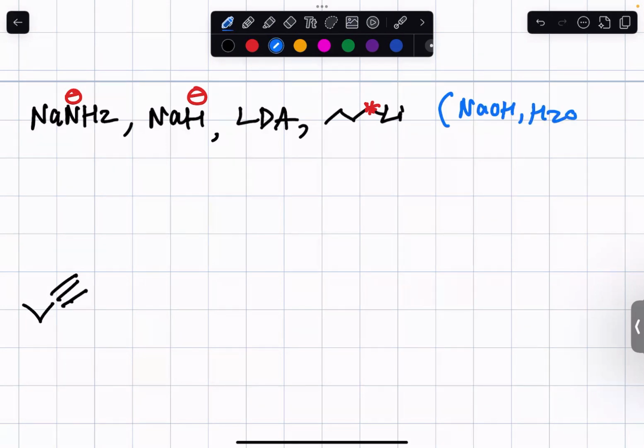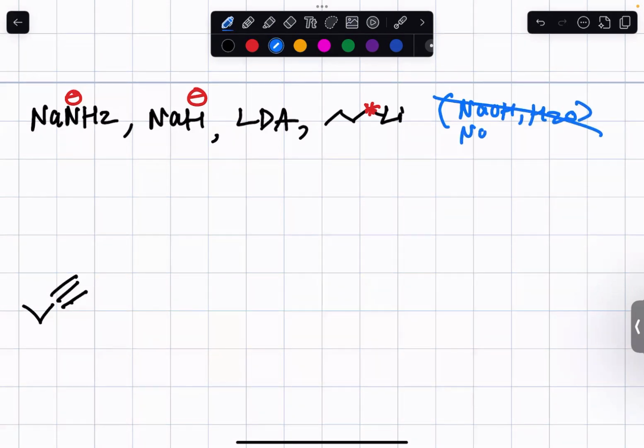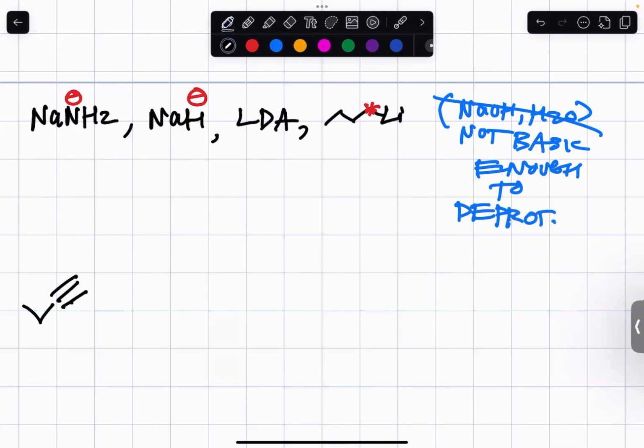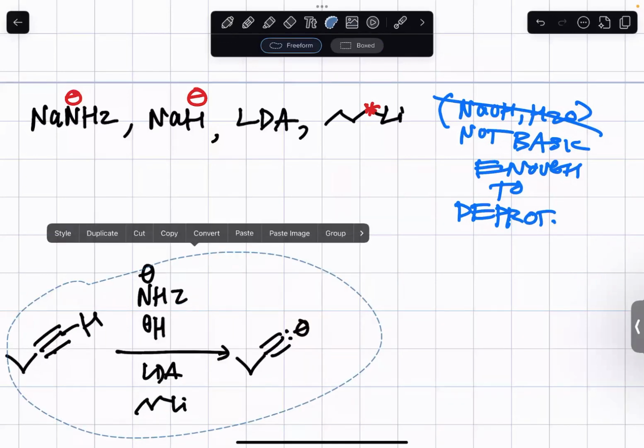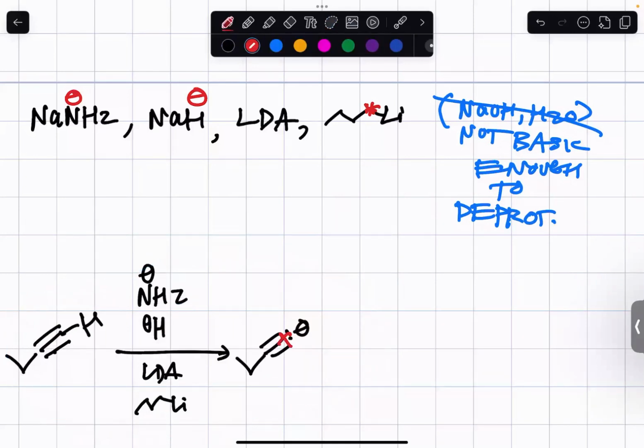NaOH is not basic enough to deprotonate the terminal alkyne hydrogen, right? So let's say we use one of those 4 bases, NH2 minus, or H minus, or LDA, or N-butyl lithium, to deprotonate that terminal alkyne and get this alkynyl anion here. This alkynyl anion, the negative charge on this carbon right here, can act as a nucleophile or a base, depending on what reagent we give it.